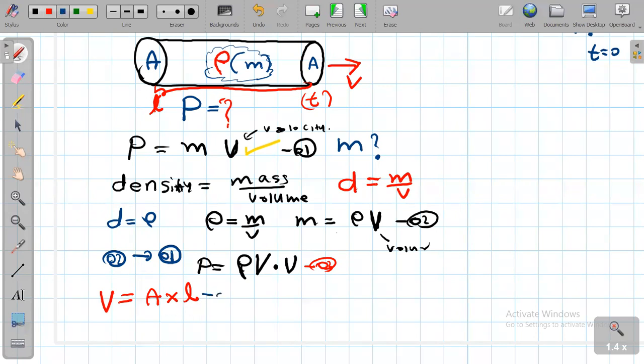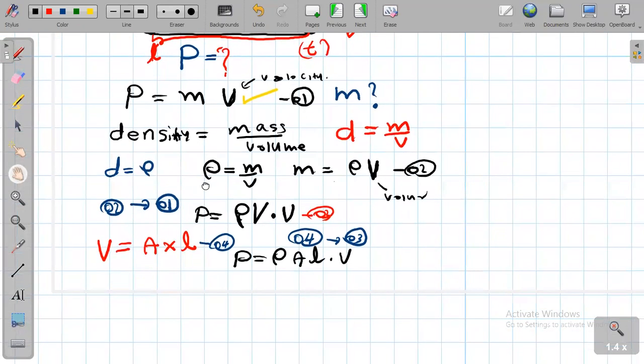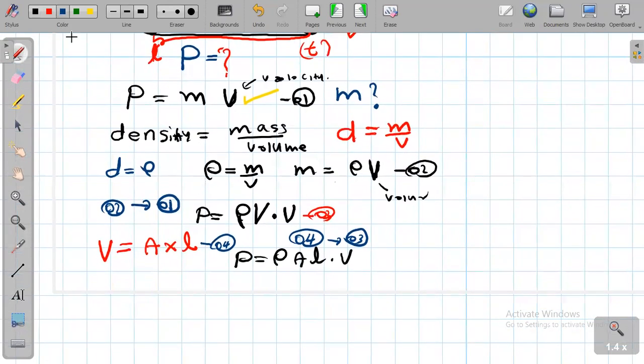Equation number 4. Now I will put equation number 4 into equation number 3 and form the equation of what? P equals rho A L dot V. Rho L V. Right. How to find out this length? Equation number 5.